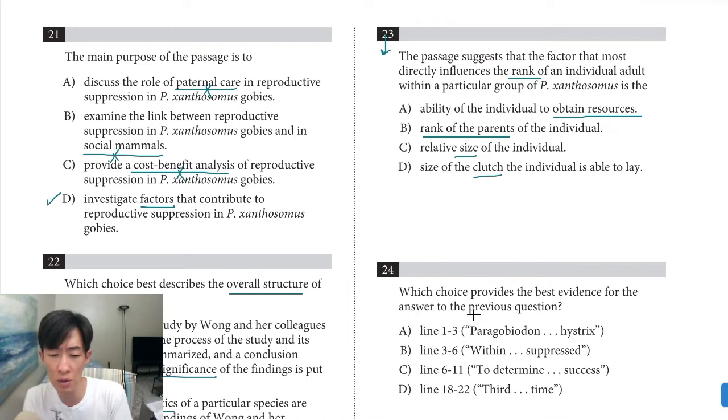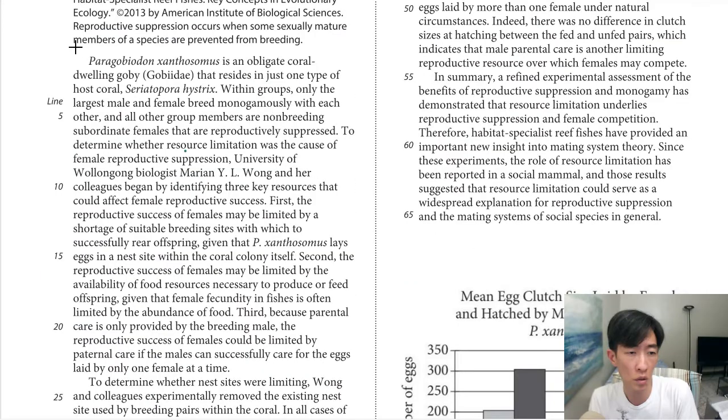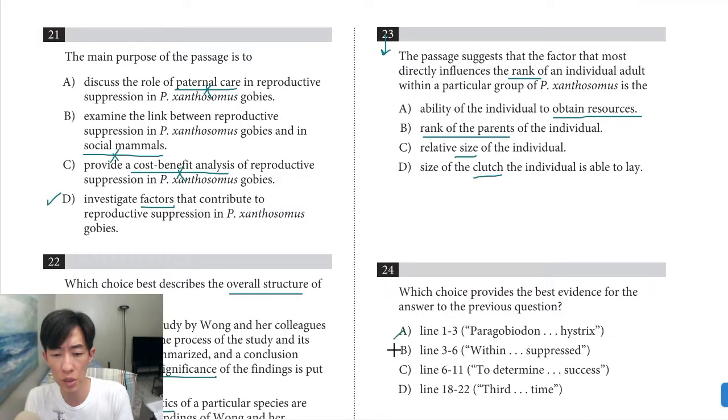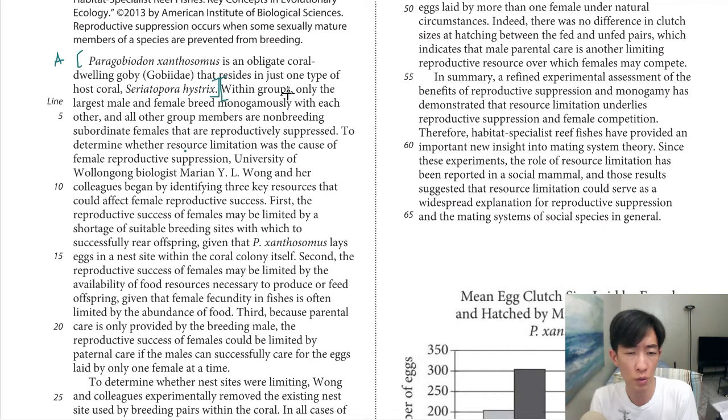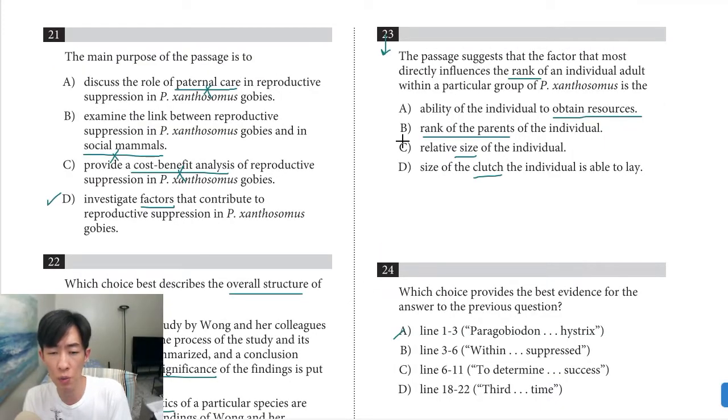So let's look through the answer choices. Choice A is lines 1 to 3. This is choice A: the goby is an obligate coral reef-dwelling fish that resides in just one type of host coral. So nothing in here that talks about what determines the rank. A is out. Choice B, lines 3 to 6. Within groups, only the largest male and female breed monogamously with each other, and all other group members are non-breeding subordinate females that are reproductively suppressed. So yeah, we do have an indication here that it's the largest male and female. So choice B definitely goes along with choice B up here.